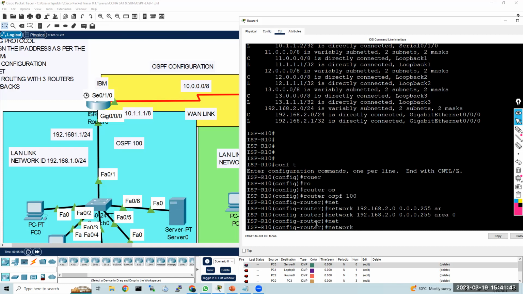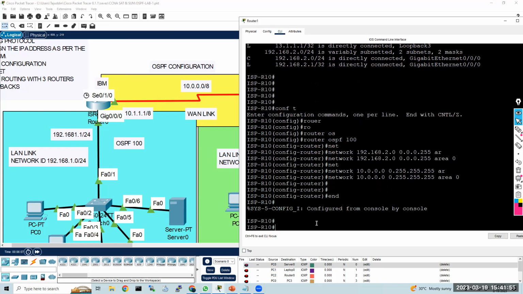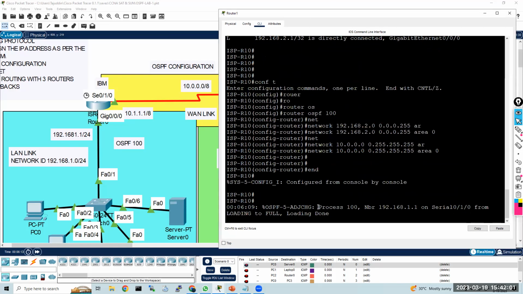Okay, one more network is 10.0.0.0, then 0.255.255.255. That's it. Is there anything we are missing? Can you see? Notice here, it's loading. They have formed the adjacency.